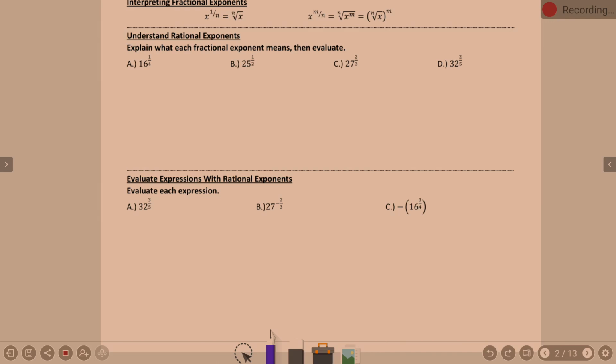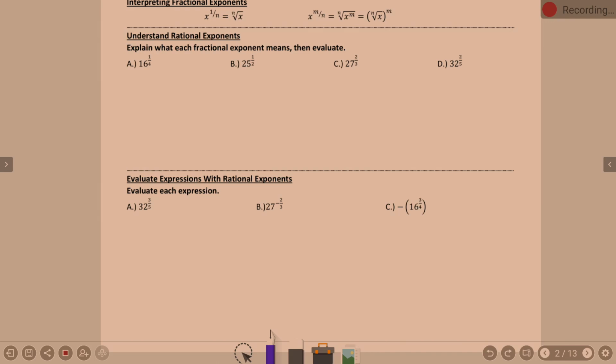The extension of this is if your numerator is something other than 1. So if you have x to the m over n, notice the denominator, the n, goes right here as the radical, or the index, so it's telling you what root. The numerator m goes over as the power. And we're going to practice that. So your denominator is always telling you what root. Your numerator tells you what power.